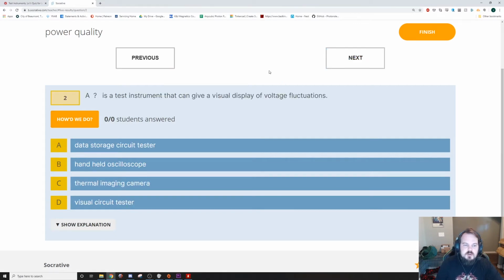Next up, we have a blank as a test instrument that can give a visual display of voltage fluctuation. That will be an oscilloscope. An oscilloscope shows the waveform of a circuit, and you can use it to view the distortions in the waveform. Look up oscilloscope in the index to find where it actually talks specifically about the oscilloscope.